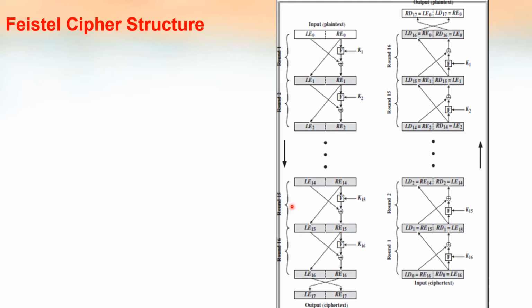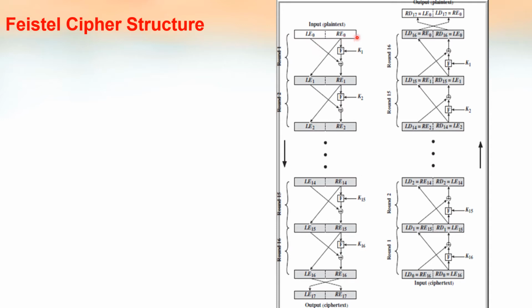Like this, there are 16 rounds in this Feistel cipher: round 1, round 2, round 3, and so on up to round 15 and round 16. In each round, the same process is repeated. In the first round, the input is LE0 and RE0. In this approach, we are not doing much with the left side bits.